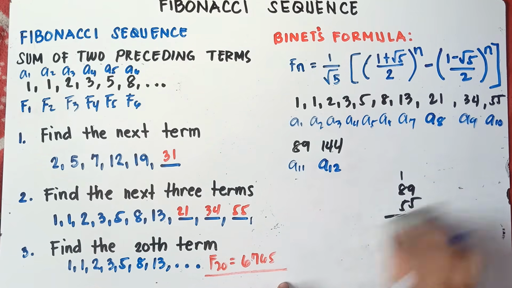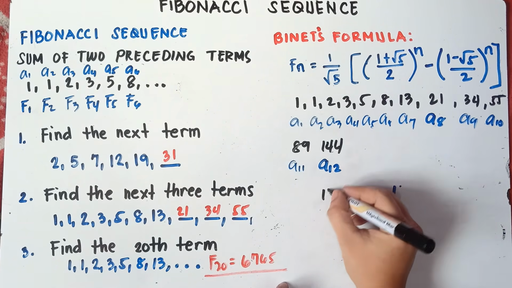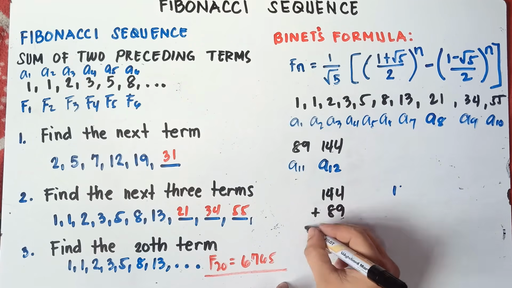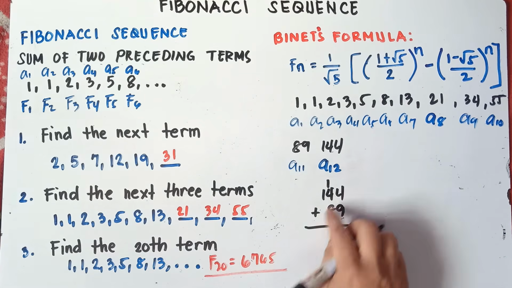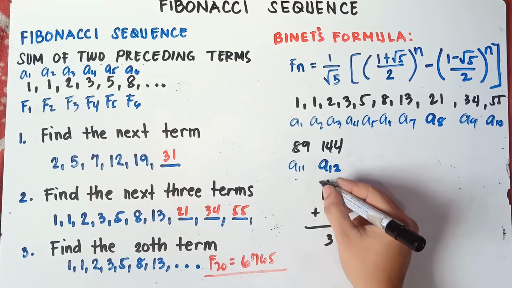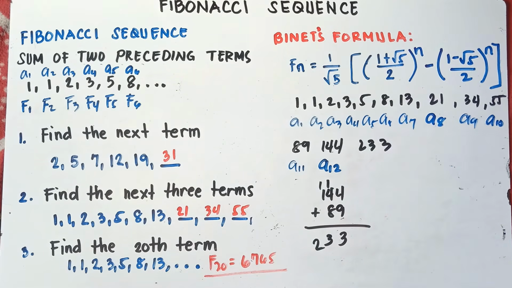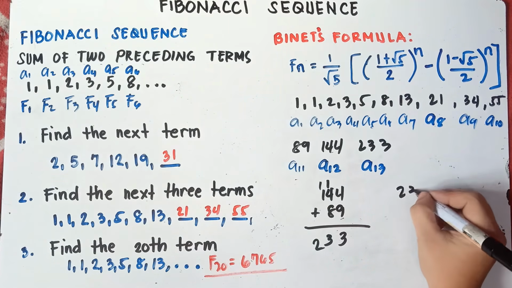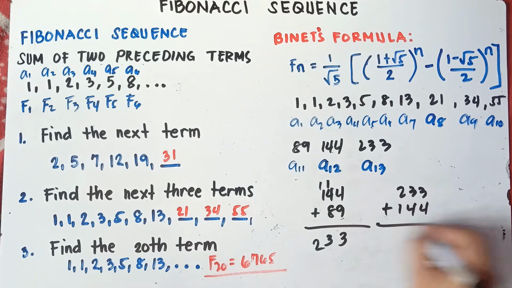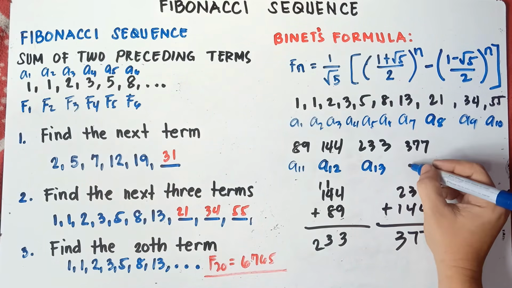Alright, let's check if we get this answer. So 144 plus 89. Okay, 144 plus 89. This will be 9 plus 4 is 13, carry 1. 8 plus 4 is 12, plus 1 is 13, carry 1, so 233. So this will be 233, your 13th term. Alright, so 233 plus 144, this will be 377. 377 will be your 14th term.